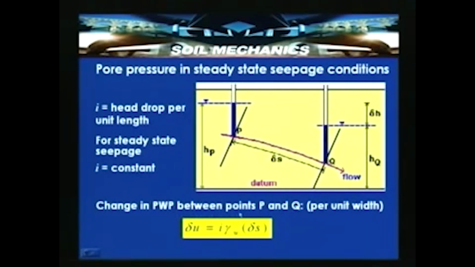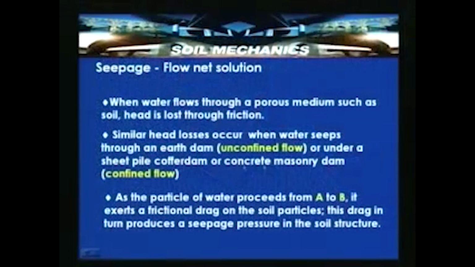So, the change in pore water pressure between any 2 points P and Q, per unit width, we can write as delta U is equal to i gamma w into delta S into 1, where 1 is the perimeter length of the cross section. Then we can say that the small change in pore water pressure delta U is equal to i, which is the hydraulic gradient which is constant, gamma w is the unit weight of water, and delta S is the distance between these two flow lines. So, this defines the pore pressure in steady state flow conditions.